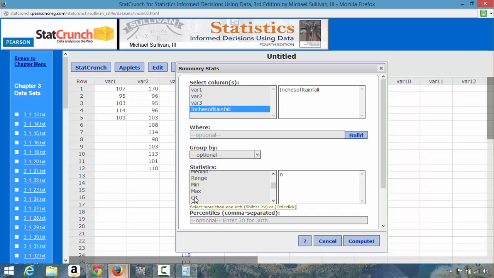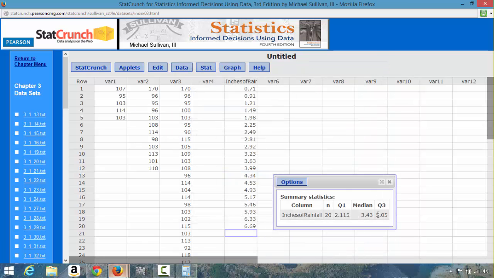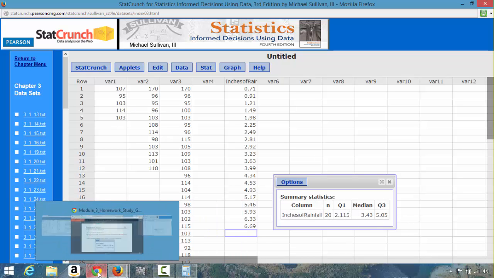I'm looking for Q1, the lower quartile, then I need the median, then I need the upper quartile. Okay, that is what I need here. And then I say compute. So this is what it gives me here: Q1, median, Q3.